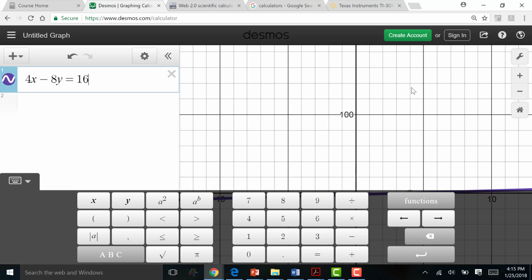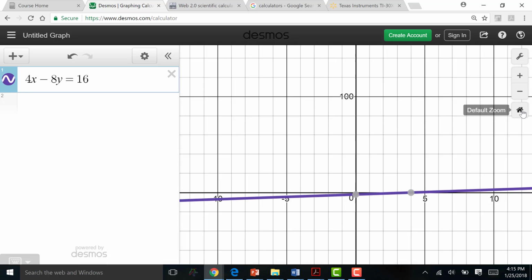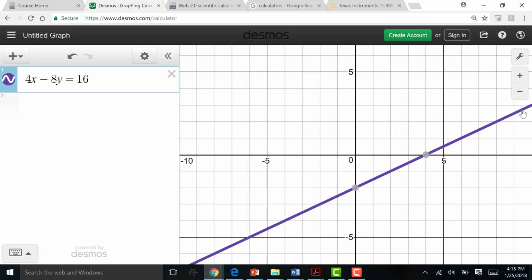It's not right. So here's one of the things I always need to do. If you see a little home button over to the right of your screen, if you have changed your Desmos at any point in time in the past, it'll leave it like you last left it. So if you left it like that, if you hit the home button, it'll put it back in standard form.